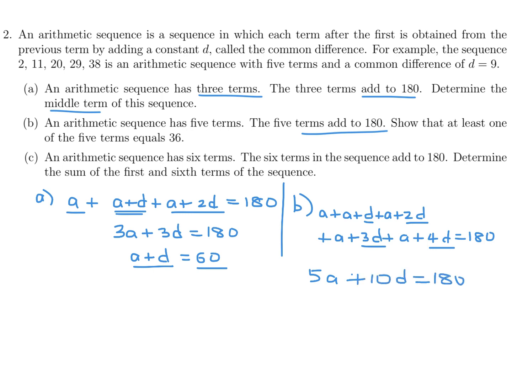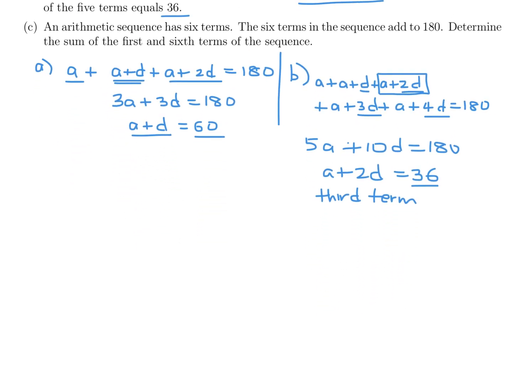And I believe we can divide through by 5, and when we do, we get a plus 2d is equal to 36. Now they're saying show that at least one of these terms is equal to 36. Well, a plus 2d represents this term right here, which is the third term. And the third term is equal to 36, so we have proven that of those 5 terms, at least one is equal to 36. That's pretty much all that is.